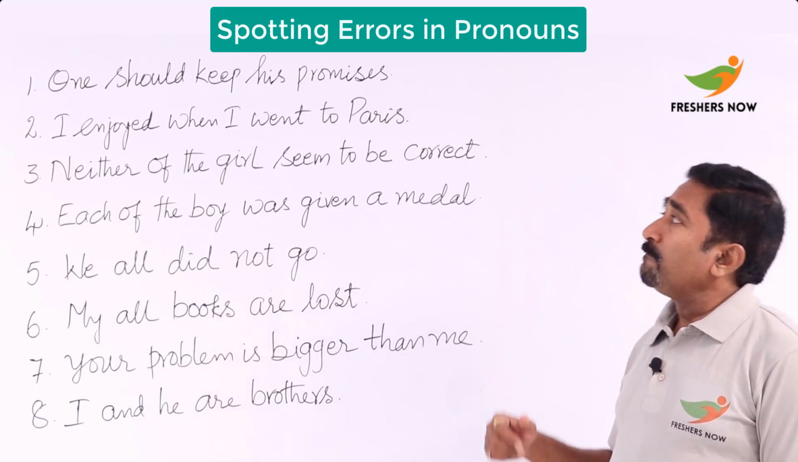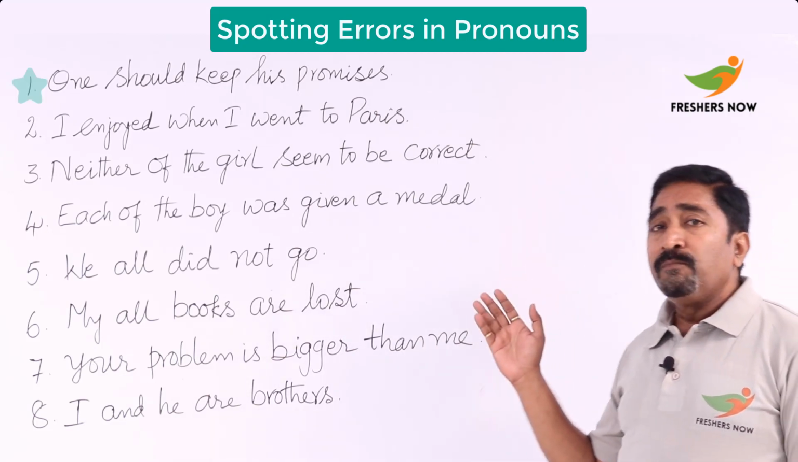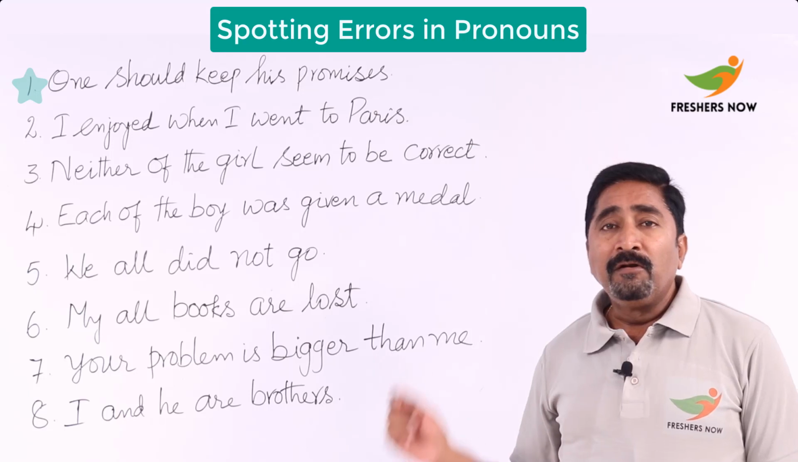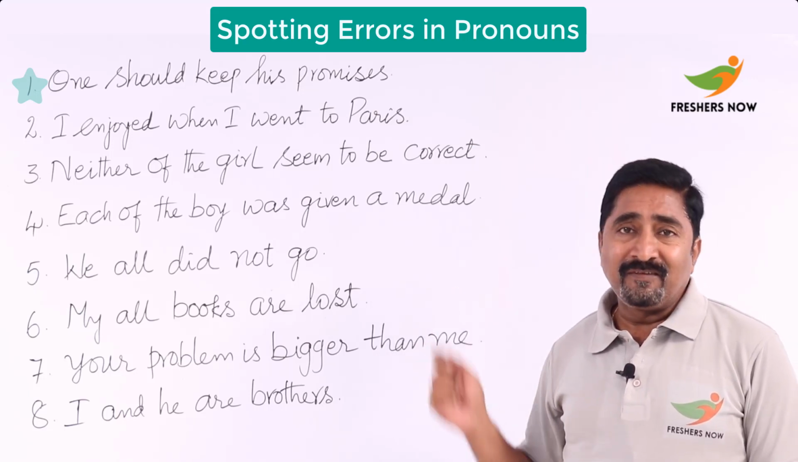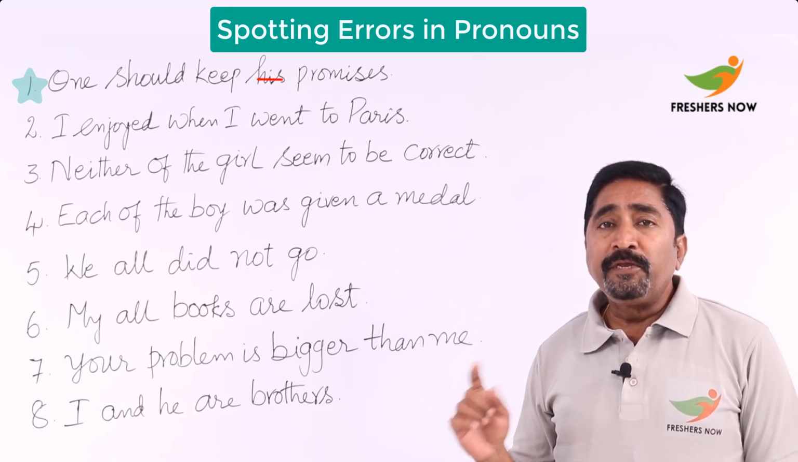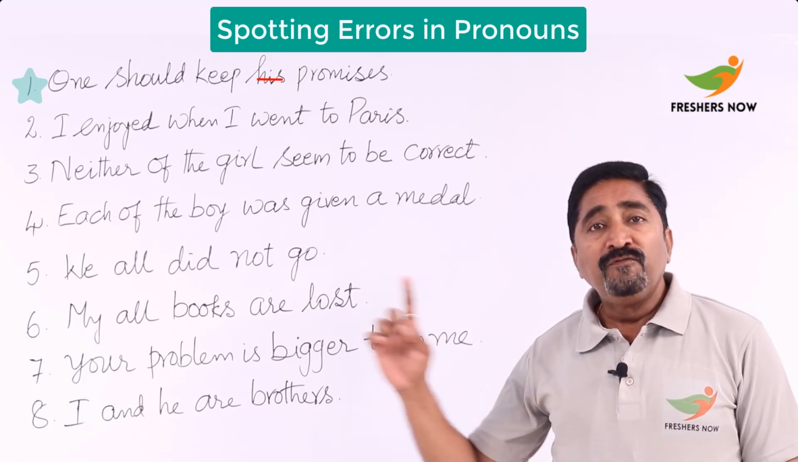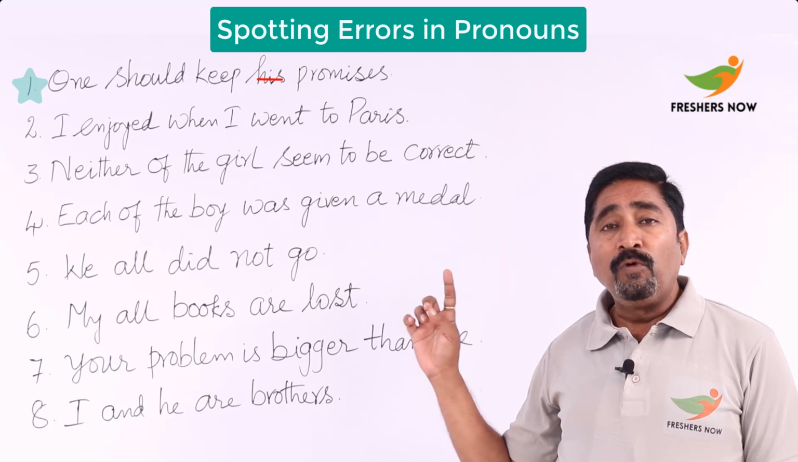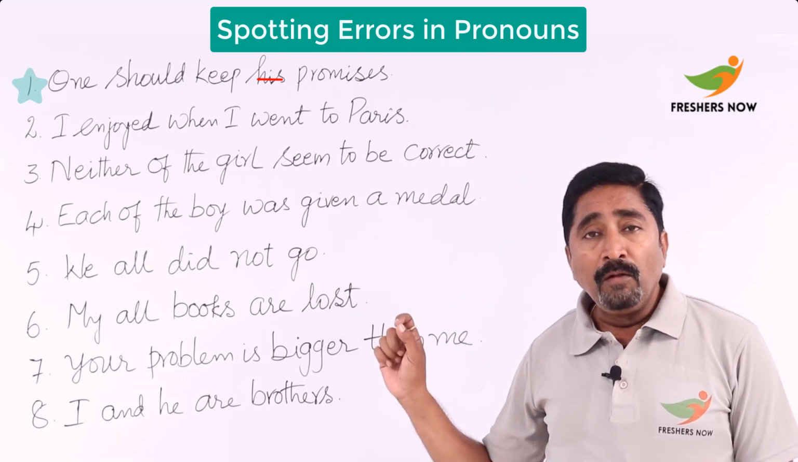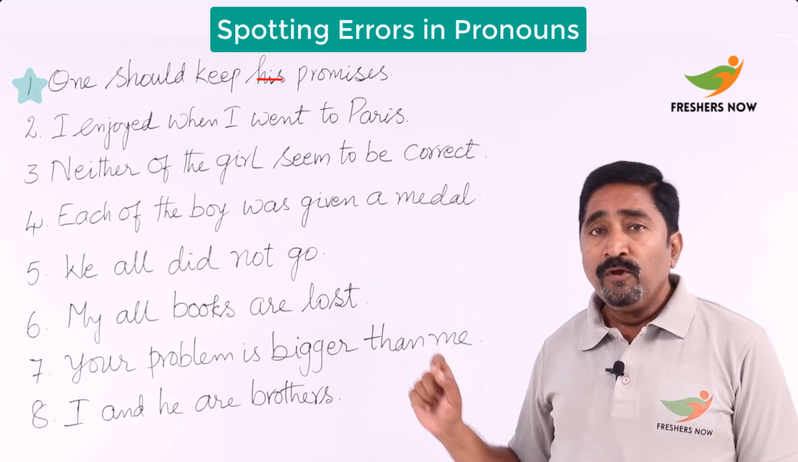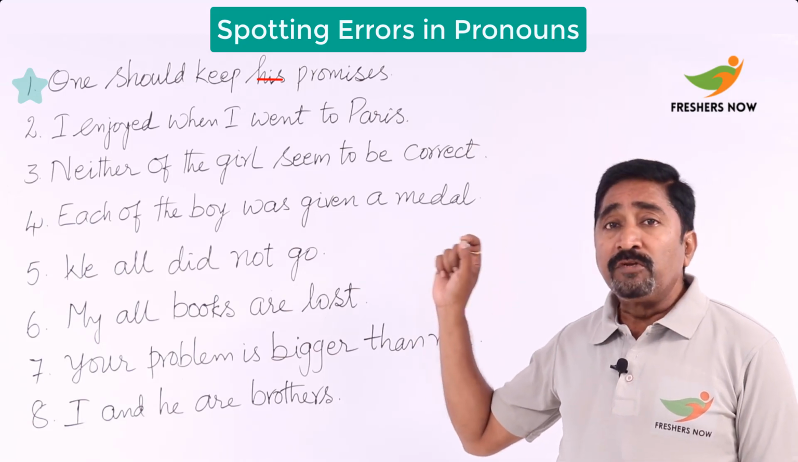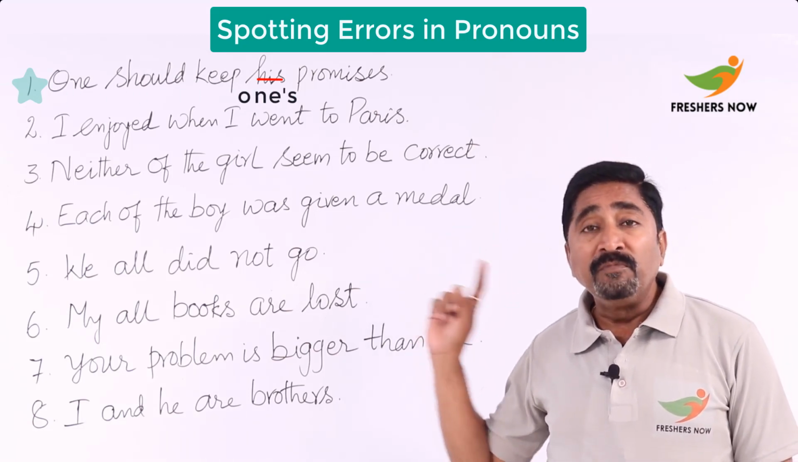Now let's see that. One should keep his promises. Here it is "his" that is used. We should be careful that whenever the subject "one" is used, throughout the sentence wherever required, it should be only that "one". So we should use: one should keep one's promises.